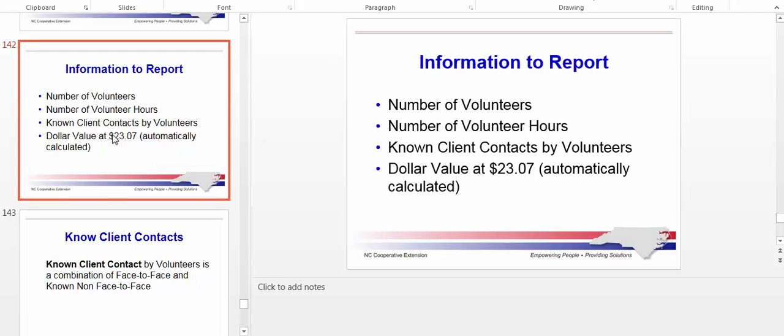Information includes the number of volunteers, number of volunteer hours, known client contacts by volunteers. Again, that known's in there, so it's people they know. They might talk to them on the phone, but they know who the contact was. And the dollar value, which has gone up from this slide here. It's based on the federal report.